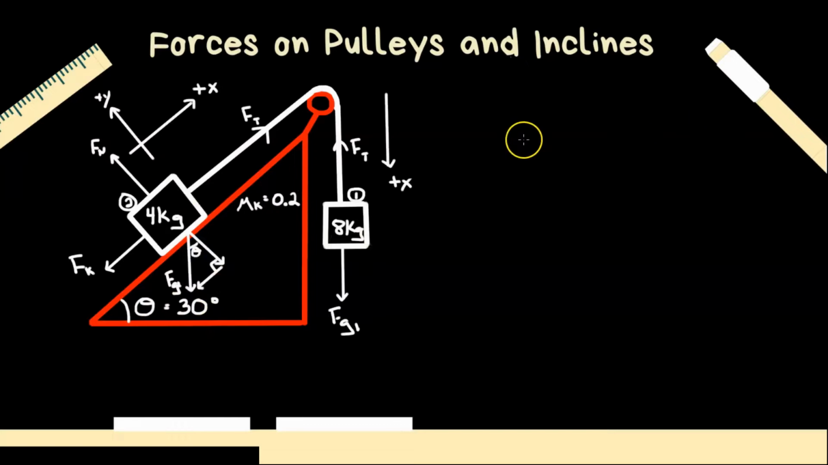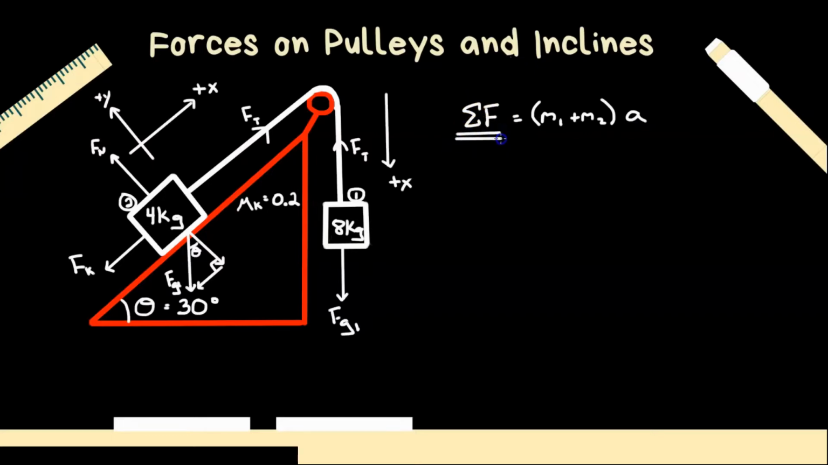Alright, so we're ready to apply Newton's second law, which says the sum of all forces acting on the system is going to equal the mass of the whole system. So that's our two blocks. So let's have both m1 plus m2 times acceleration.